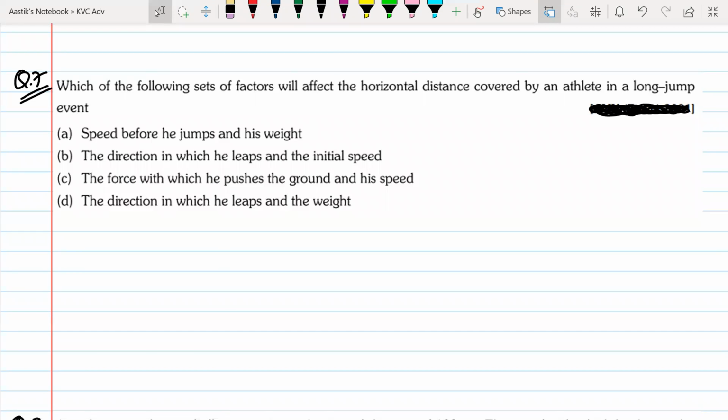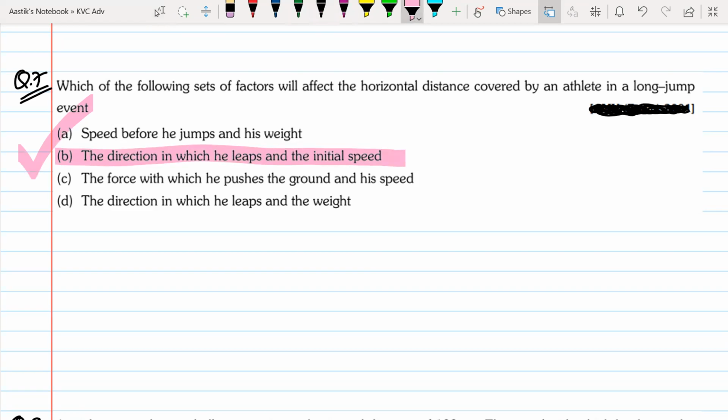Yes, my dear friends. What is the answer for this one? What affects the long jump? Karthik has given me an answer, and the correct answer is it depends on the direction in which he leaps.